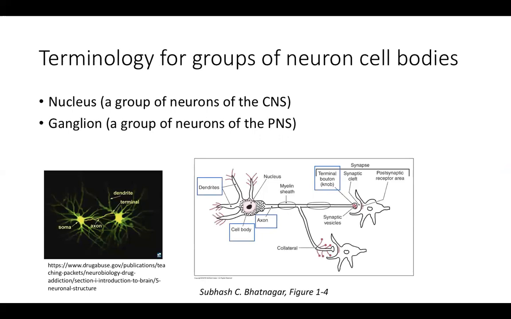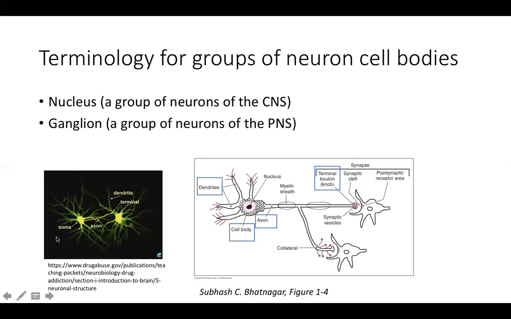When we're talking about groups of neuron cell bodies, one way that is generally used to name these cell bodies is dividing it up into central nervous system and peripheral nervous system neurons. So when we're talking about a group of neurons of the central nervous system, that's called a nucleus. And when we're talking about a group of neurons in the peripheral nervous system, that's called a ganglion.